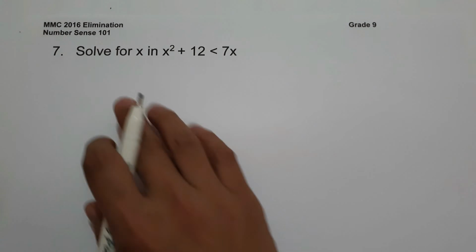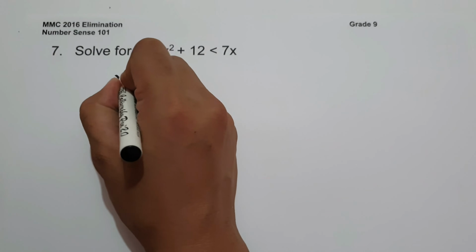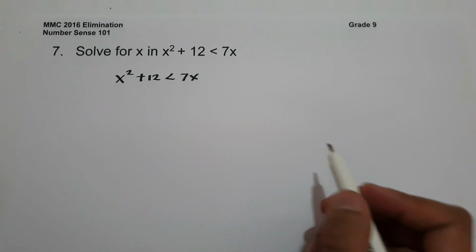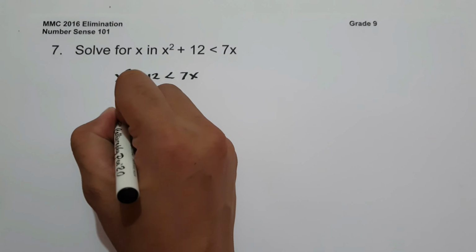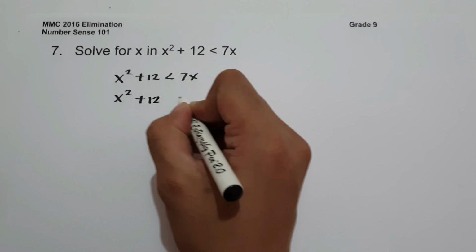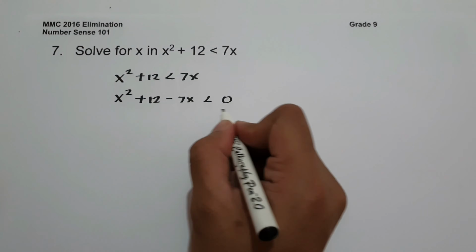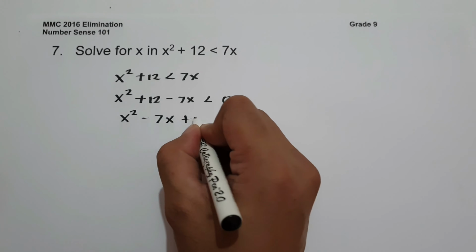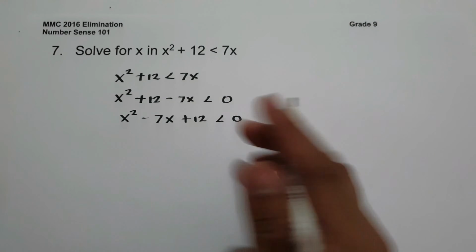On number 7, solve for x in x squared plus 12 less than 7x. So to find the value of x, we have x squared plus 12 less than 7x. Let us move 7x to the side of x squared plus 12. That is x squared plus 12 minus 7x less than 0. So let us write this in standard form. That is x squared minus 7x plus 12 less than 0. So let us find the factors of this expression.